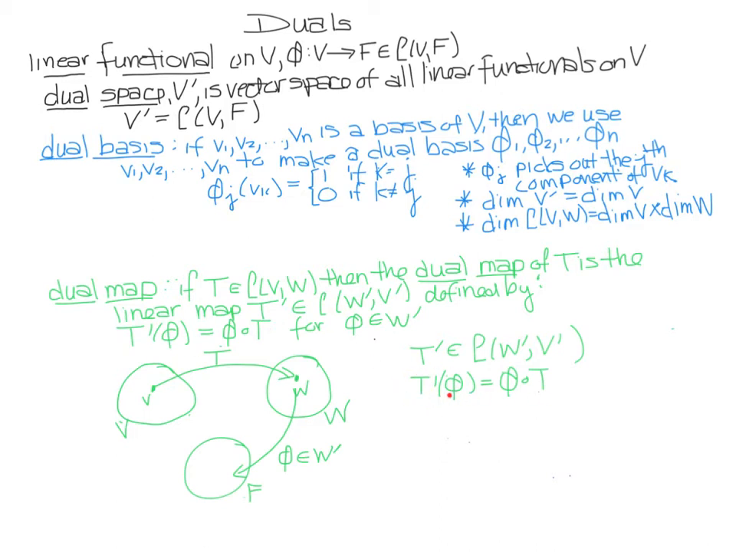the dual map of phi is equal to phi composed with T. So again, that's just from the definition. So we're going to look at this function composition and see what it does to a vector v from our original vector space. So first we have a vector v. We apply T to it here, and we get a vector in W. So now that we have our vector in W, we apply phi, and we get a scalar. So here we have an element of F.